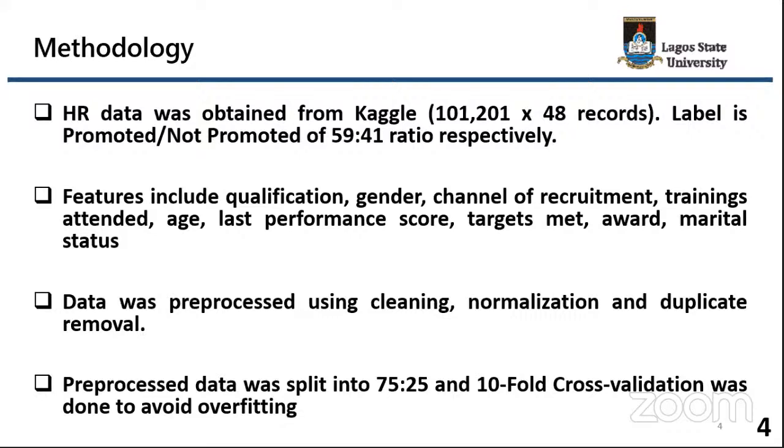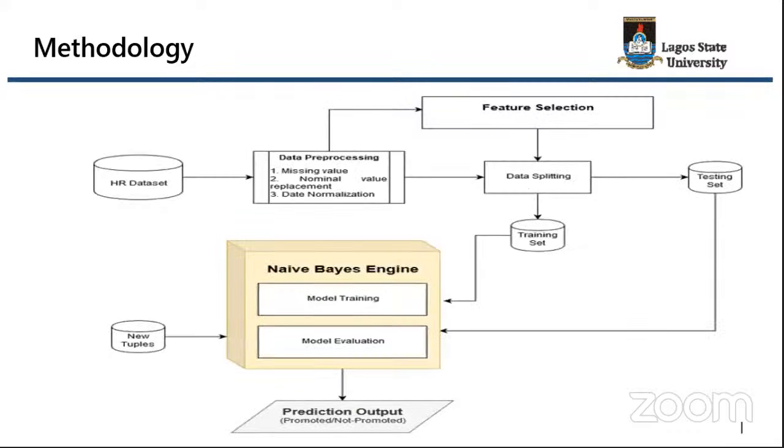This is the schematic of the model. The HR data we obtained, they did a missing value check, nominal value replacement, and data normalization. And we did feature selection using mutual information gain.